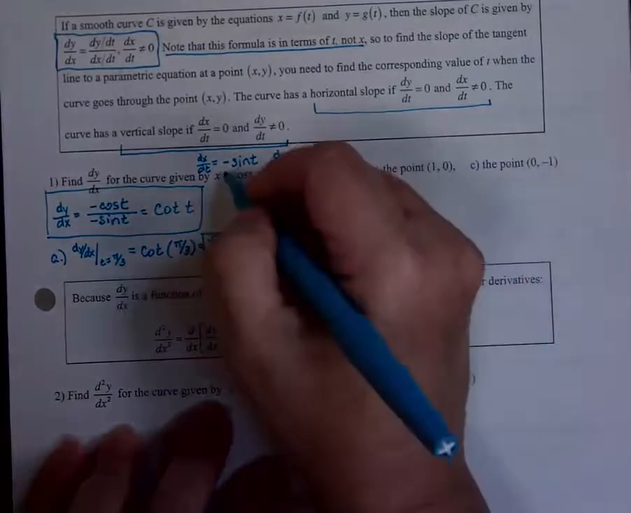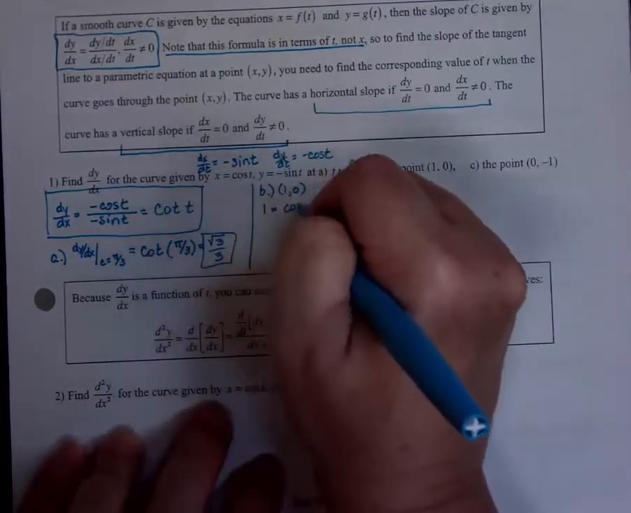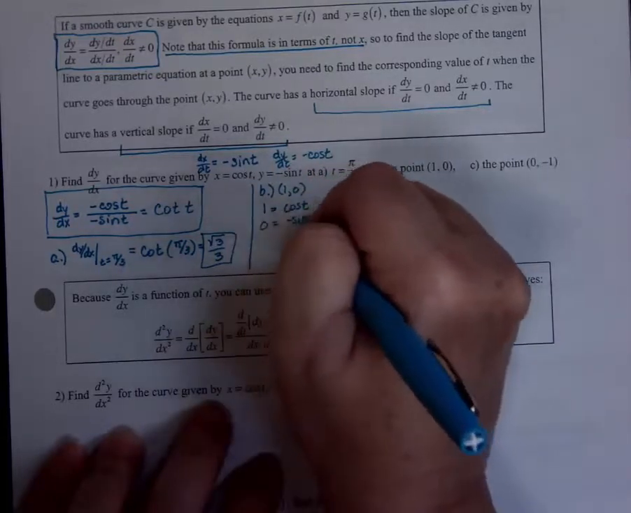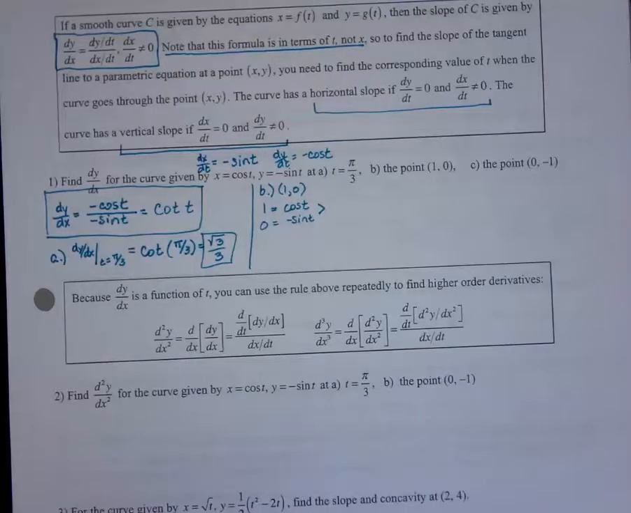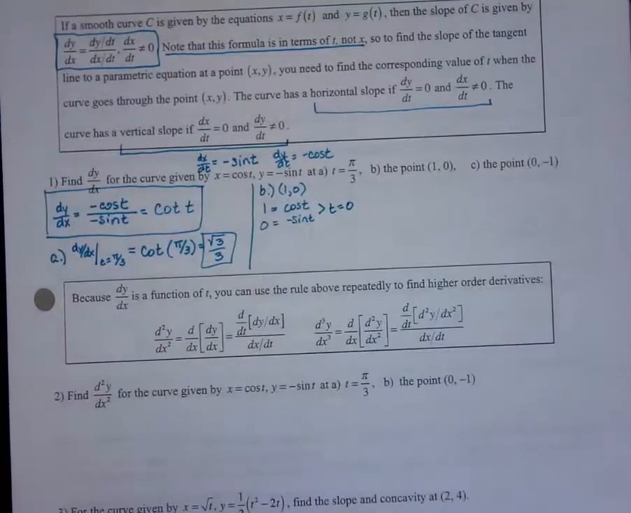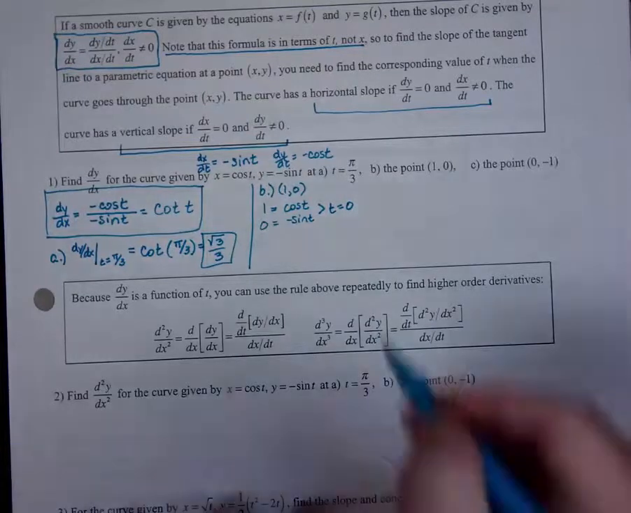So watch this. We're going to write 1 equals cosine of t, and 0 equals negative sine of t. And I'm going to draw a little bird beak thing right there. So tell me, where does cosine equal 1 and sine equal 0? 0 or 2 pi, but let's stick with the simplest one, which in this case would be t equals 0. So I had to find the t that works in both equations at the same time. And that is now the t I'm going to plug into my derivative.